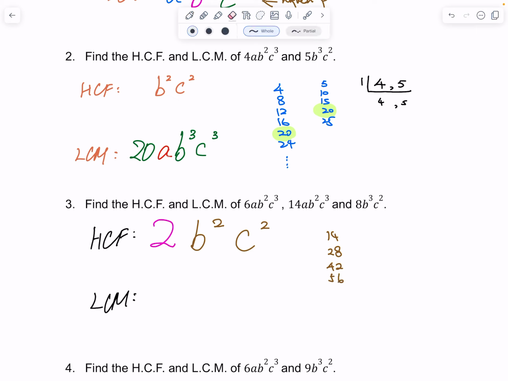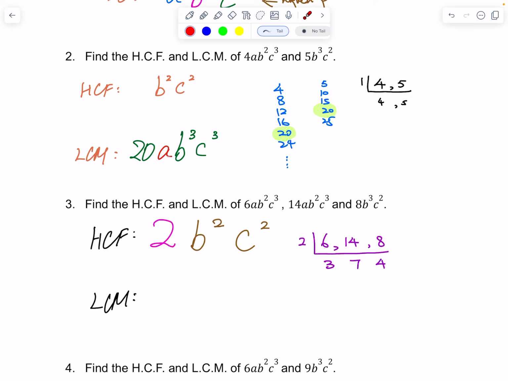You can do it this way, of course, it's not a problem, but the LCM of these numbers is 100-something, so I will need so much space and so much time. So what do I do? I do short division. 6, 14, 8. Yes, I know the HCF is 2, so I do that first. 3, 7, 4.